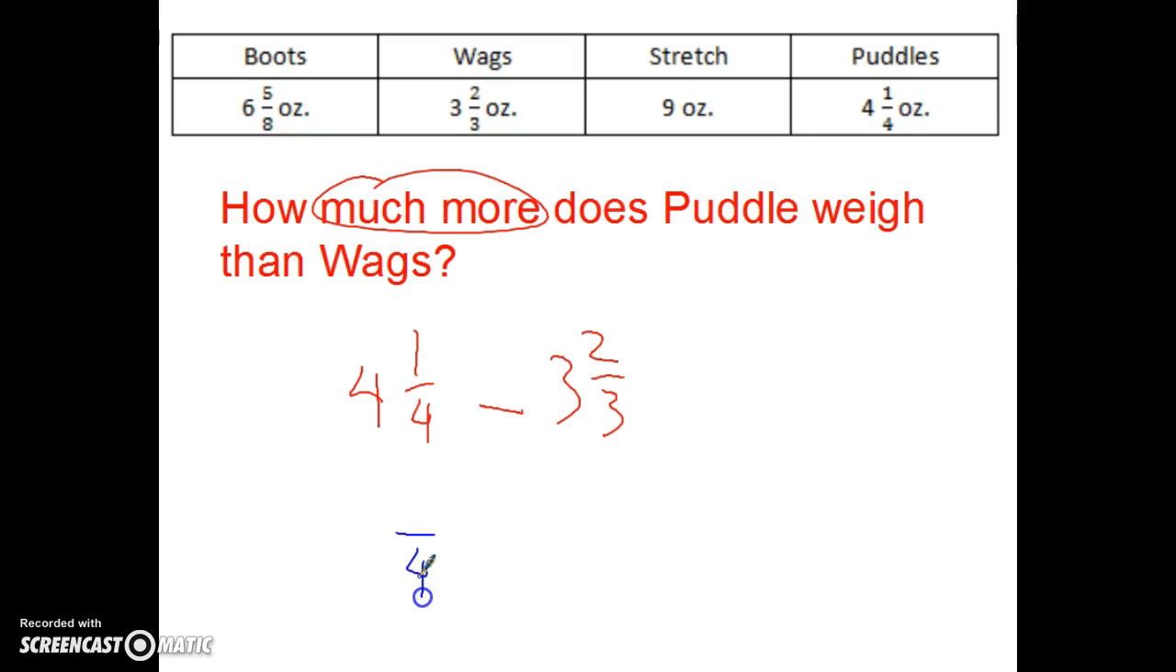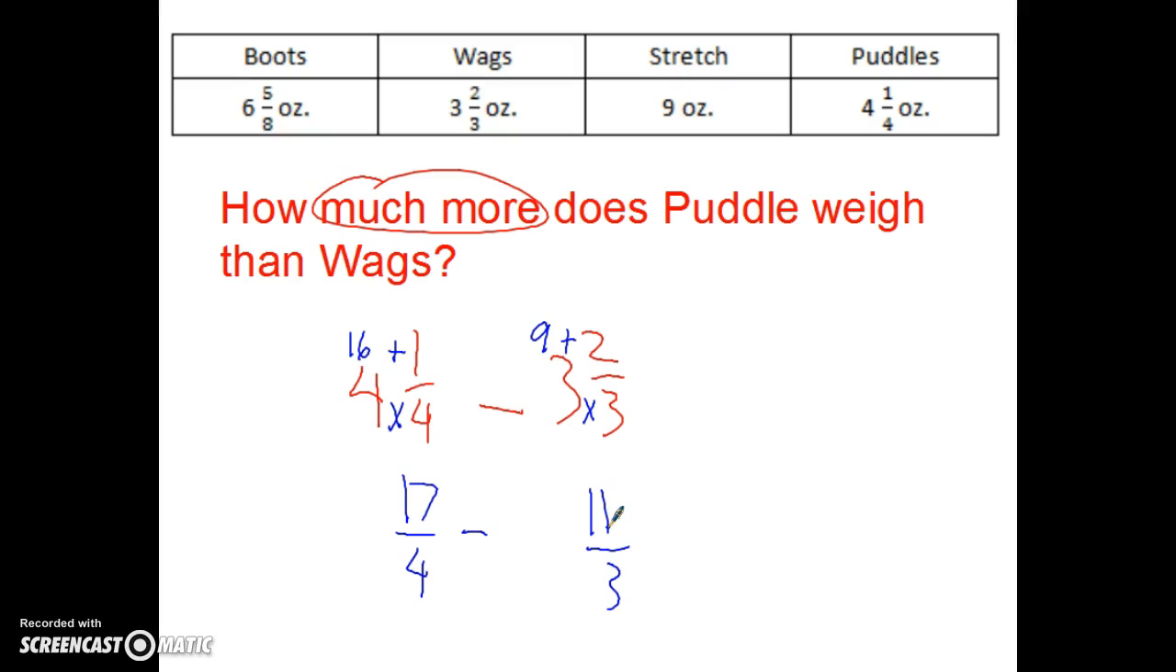So I know this is going to be 4. 4 times 4 is 16. 16 plus 1 is 17. So 4 1/4 is really 17 fourths. This one's going to be in thirds. 3 times 3 is 9, plus 2 is 11. So I've got 17 fourths minus 11 thirds.